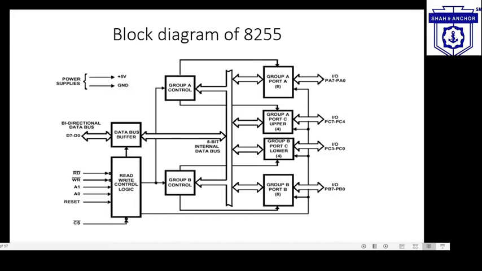Then we can see there is a data bus buffer, which consists of the bidirectional data bus D0 to D7. It has an 8-bit internal data bus which transfers the data between different devices or different units of 8255. Then we have the read-write control logic, which generates the different control signals, which include read signal, write signal, A0, A1 and reset.